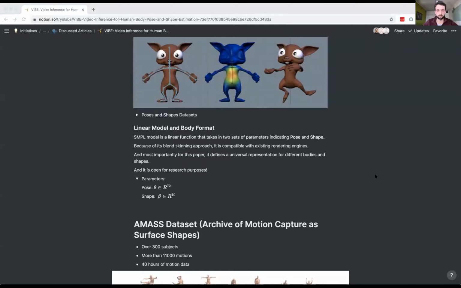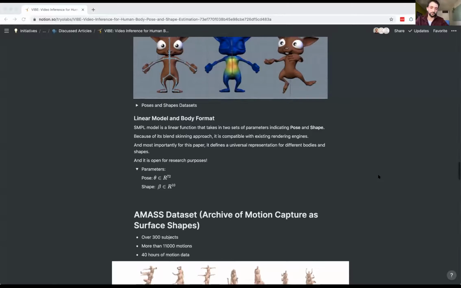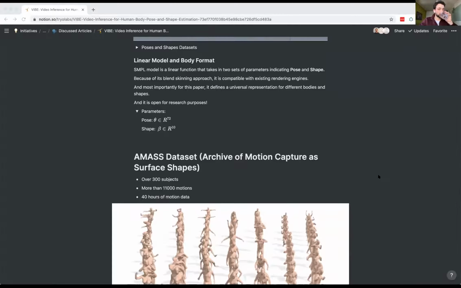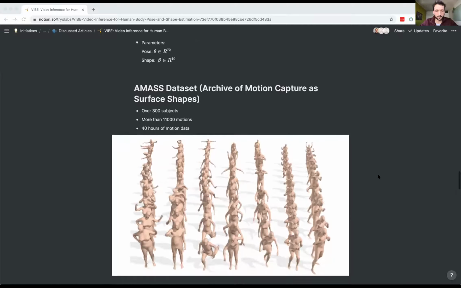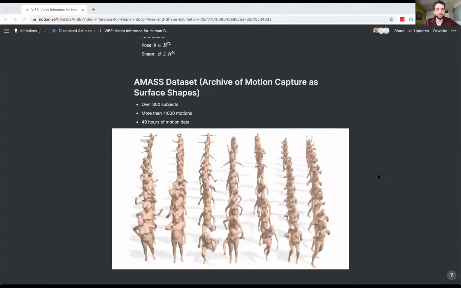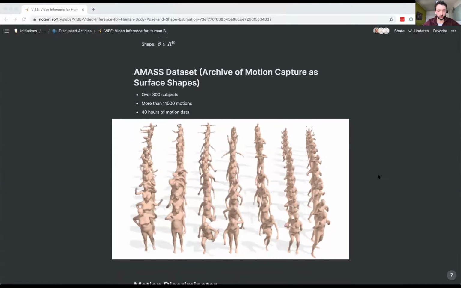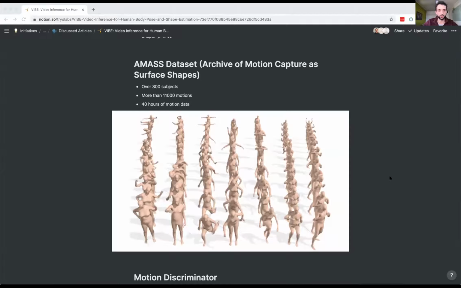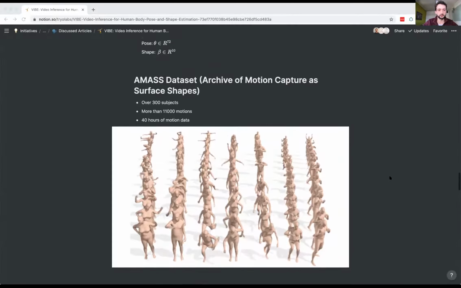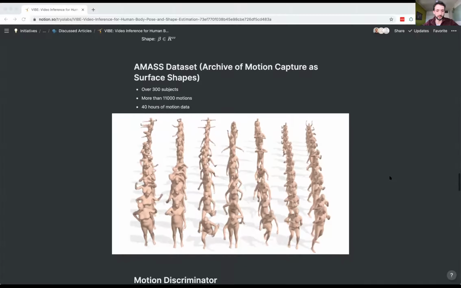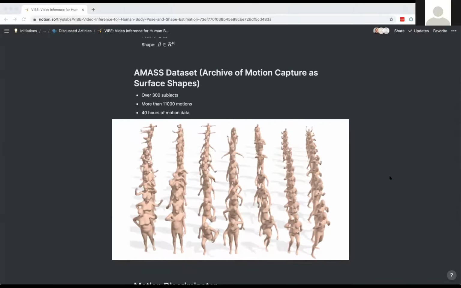So going back to the notion. So finally, we get to the AMASS data set. And what they did is they took over 300 subjects and made them do a whole bunch of motions and ended up with 40 hours of motion data in this SMPL body format. And that's what's used in the motion discriminator as ground truth.